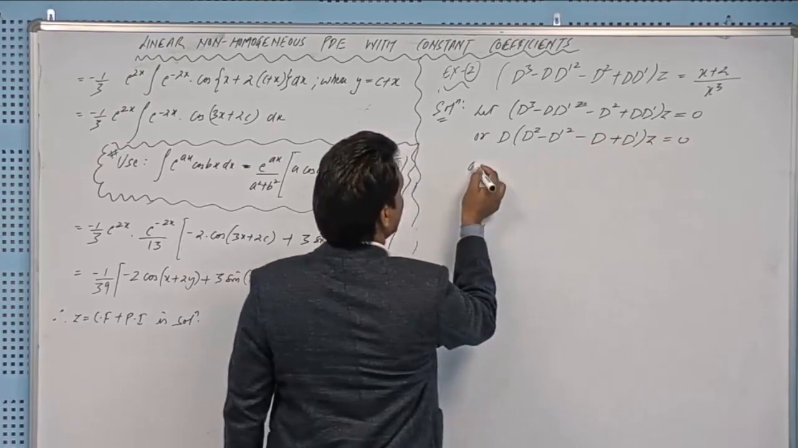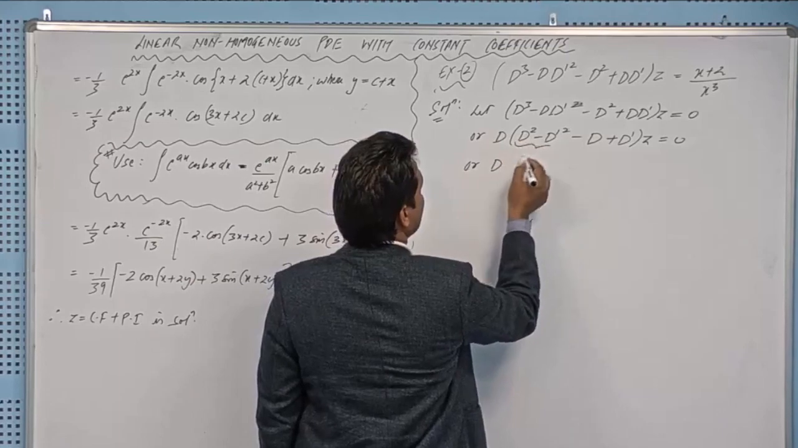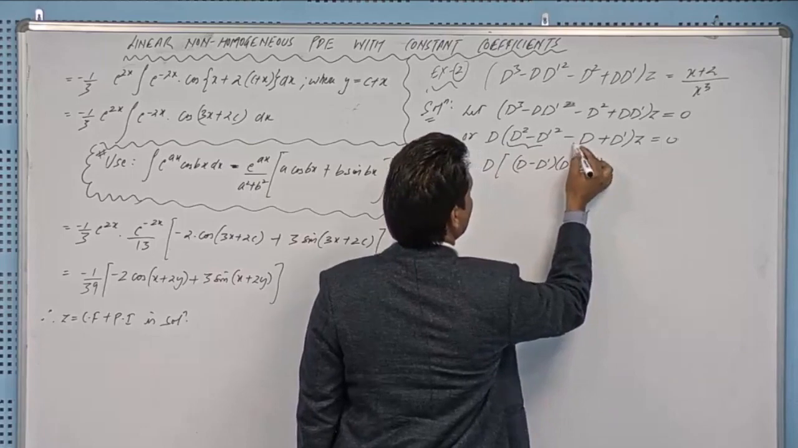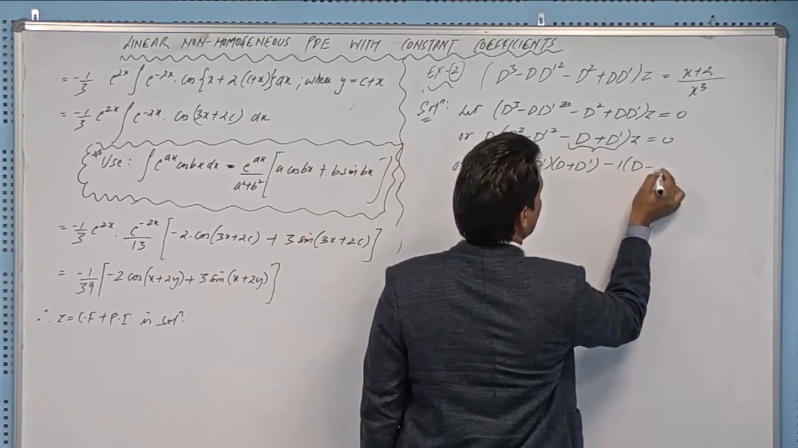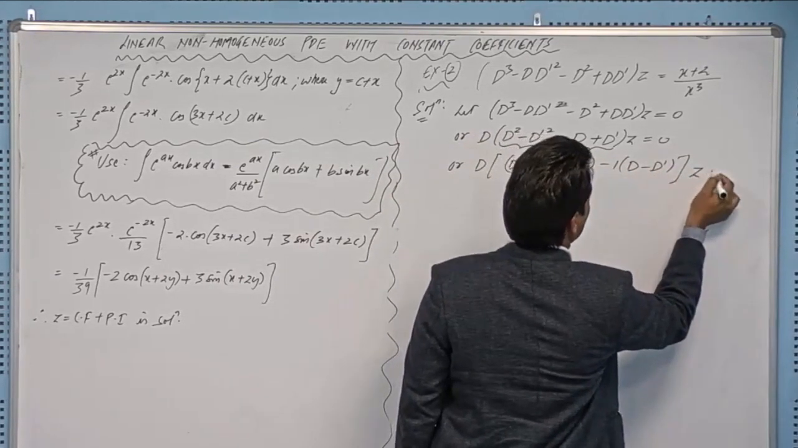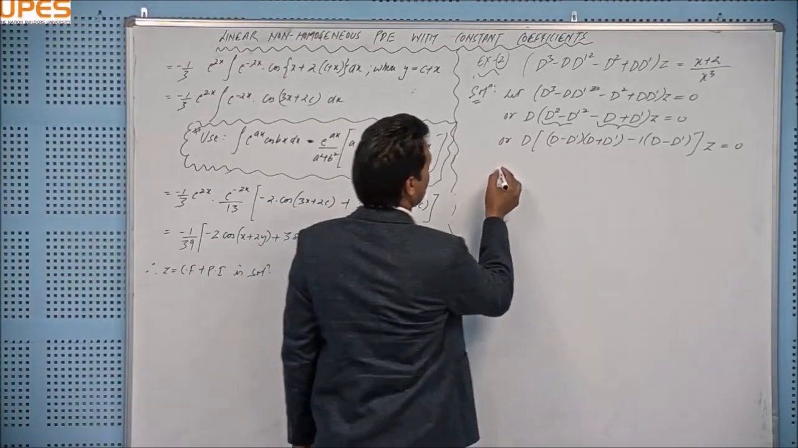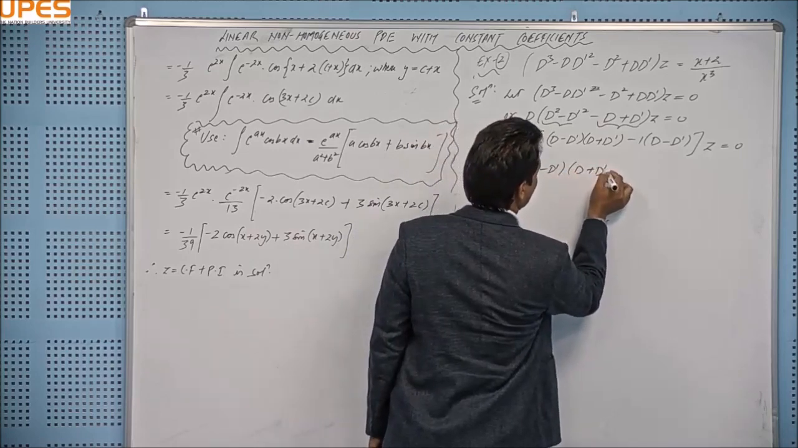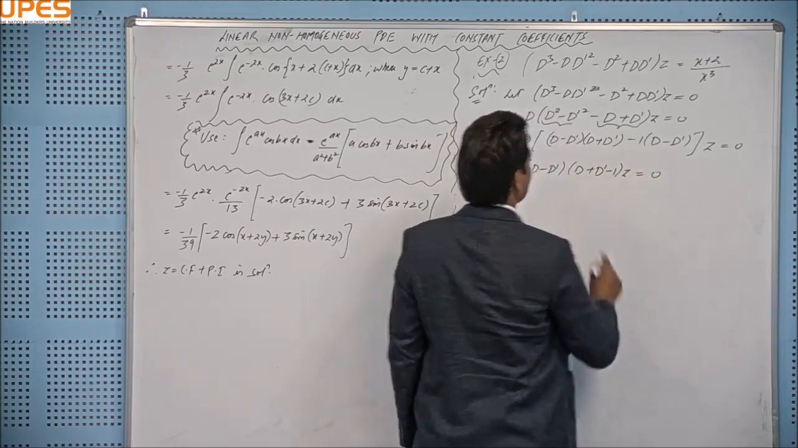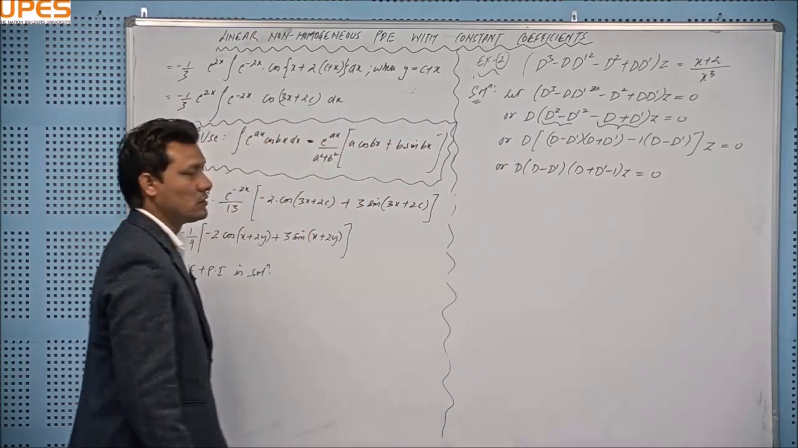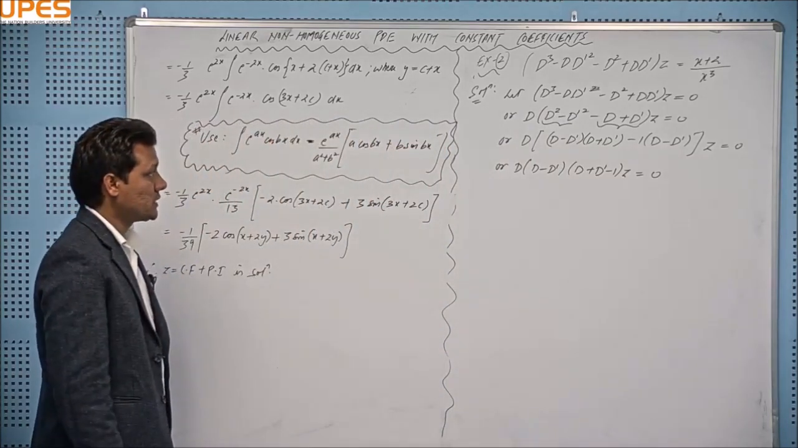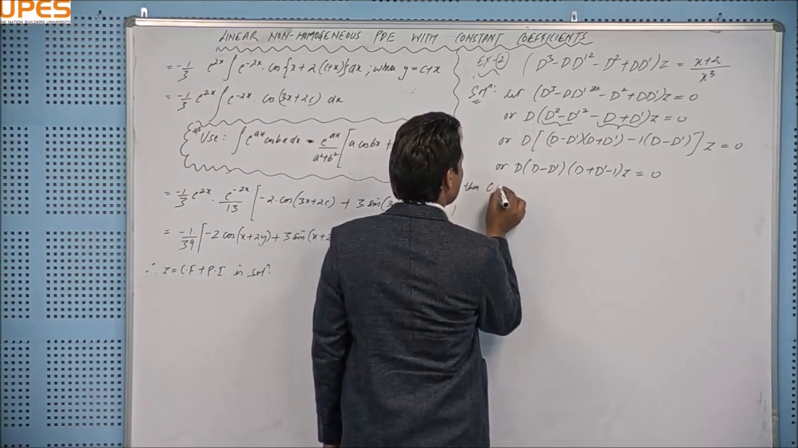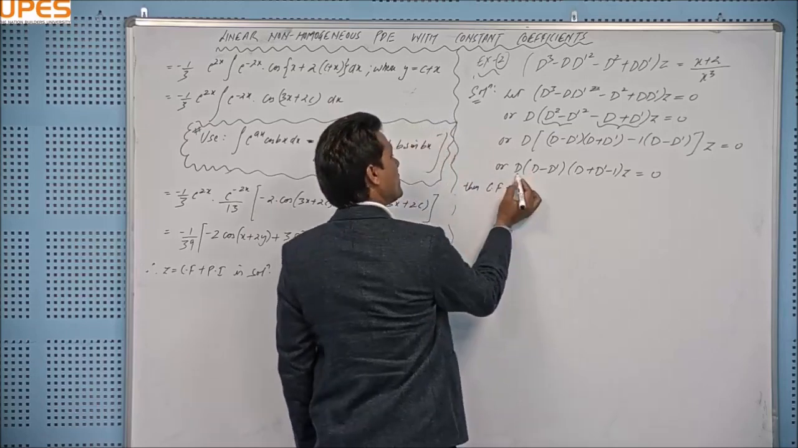Okay, then applying the formula on these two, I will get D minus D dash and D plus D dash, and taking the negative common out of them, D minus D dash, Z is equal to 0. D minus D dash, then D plus D dash minus 1, Z is equal to 0. This will be the final equation, right?